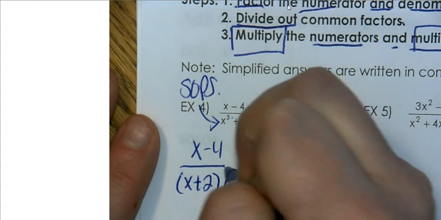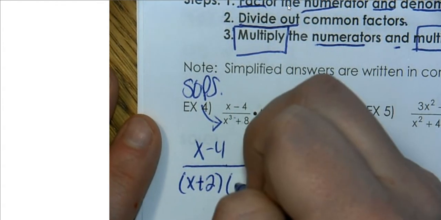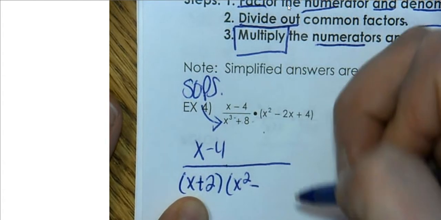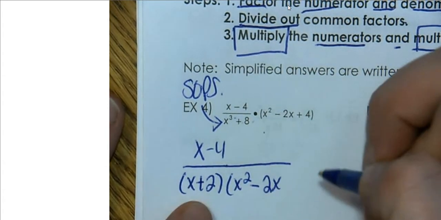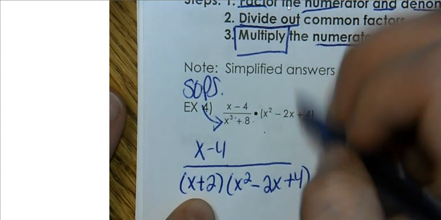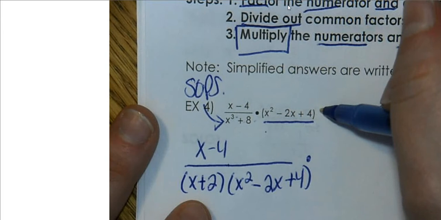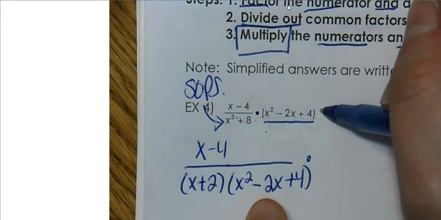And then we're going to write square, opposite, product, square: x squared. Opposite of a plus is a minus. 2 times x is 2x. And then 2 squared is 4. This is multiplied by x squared minus 2x plus 4, which, look at that, x squared minus 2x plus 4.